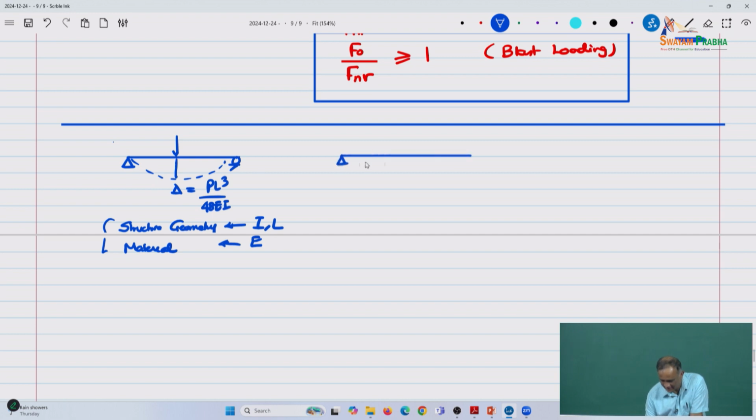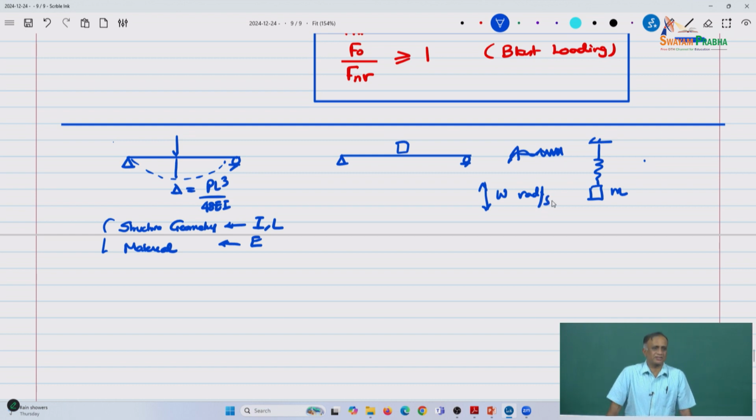If I take a structure like this, right, and I say this is an equivalent spring. Let's say I'm putting a mass out here, and let's say I hang the mass. Now this structure is going to have a natural frequency, right? Every structure has a natural frequency. Did that come into picture here? No. So you have the natural frequency.